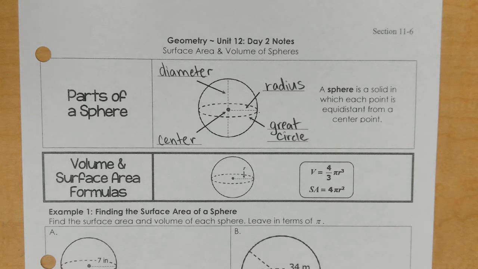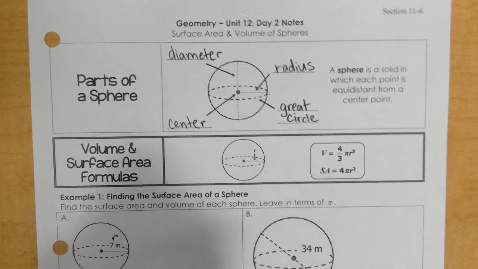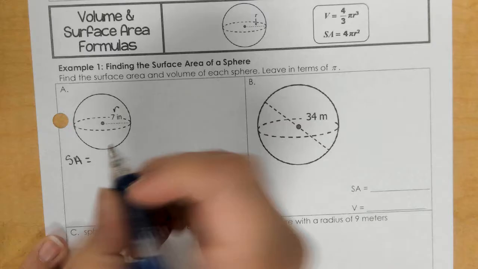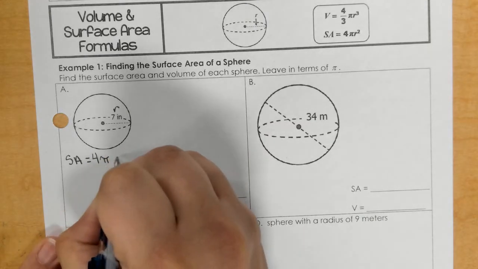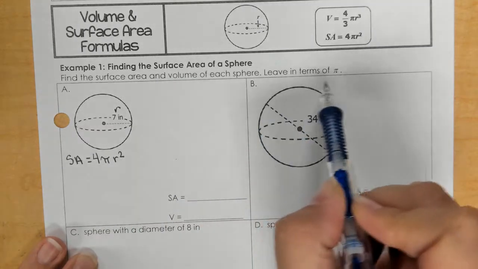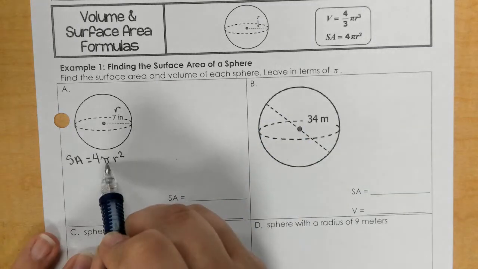So first, if I have to find the surface area, given the radius 7, it says that I need to do 4 pi r squared. So 4 times pi times r squared. The directions do say to leave in terms of pi. So I'm going to leave that pi there.